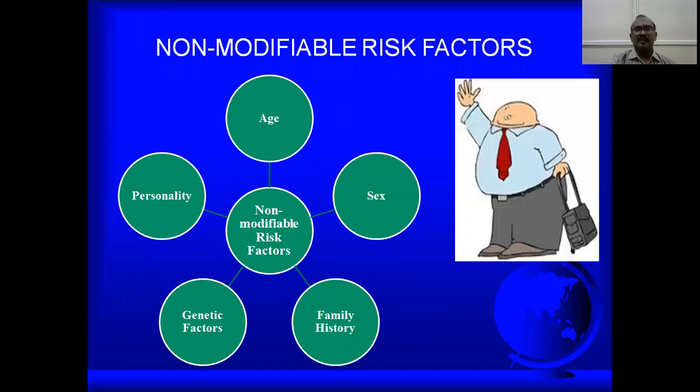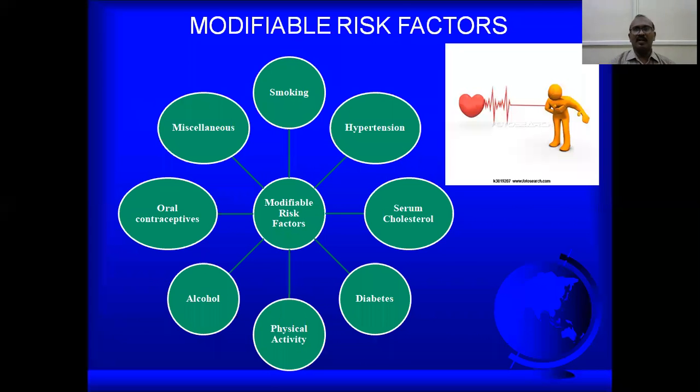So what are the non-modifiable risk factors? The non-modifiable risk factors are age, sex, family history, genetic factors, and personality. Likewise, modifiable risk factors are smoking, hypertension, serum cholesterol, diabetes, physical activity, alcohol, and overconsumption.